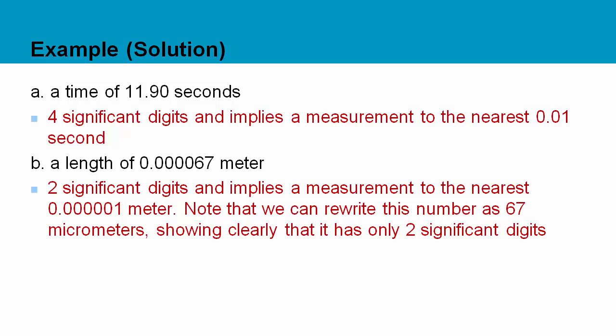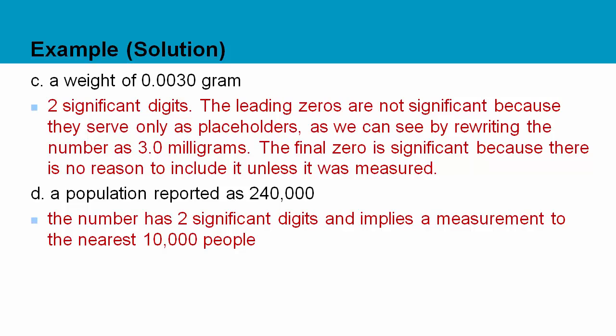The next one, same idea, you only have 2 significant digits. The reason why all those zeros in front of the 67 aren't significant is because you can rewrite this in terms of micrometers. It's the same thing as putting it in scientific notation. You can just list that 0.00067 meter as 67 micrometers, and now it's very clear that it only has 2 significant digits. Same thing with grams.